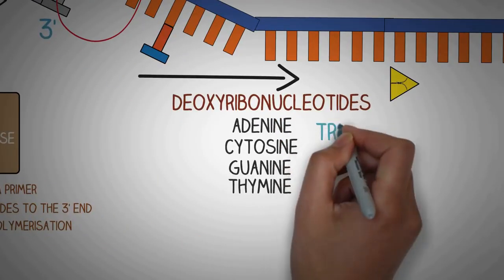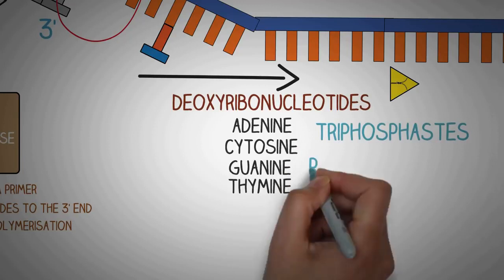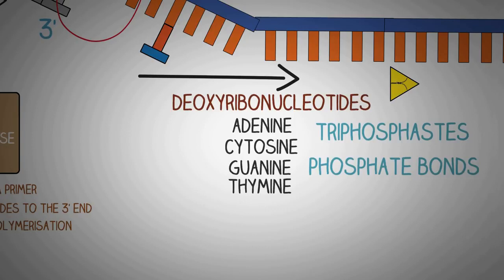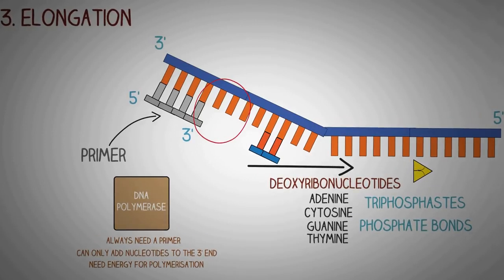The DNA polymerase also requires energy for this polymerization reaction, which it basically gets from breaking the phosphate bonds present between the triphosphates of the deoxyribonucleotides. These phosphate bonds are high energy bonds which, when broken, provide the energy for this polymerization reaction.